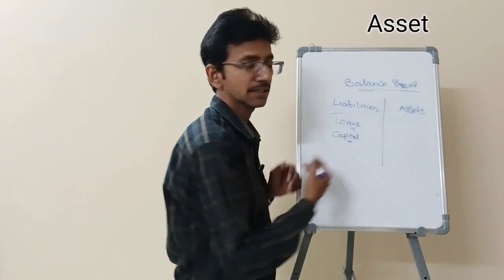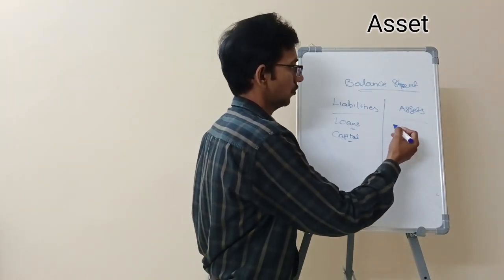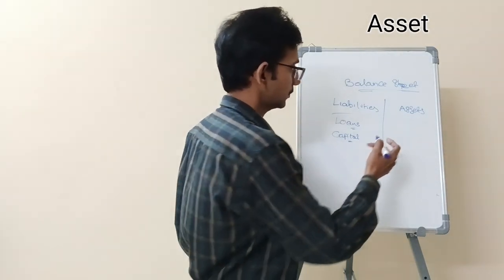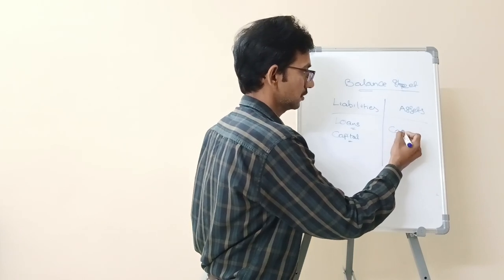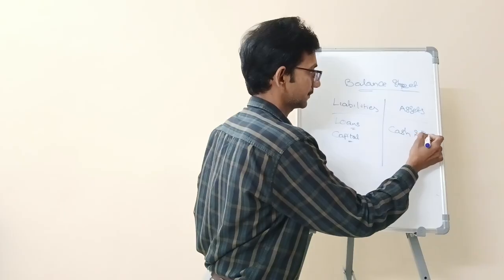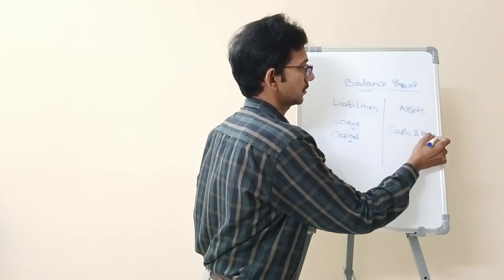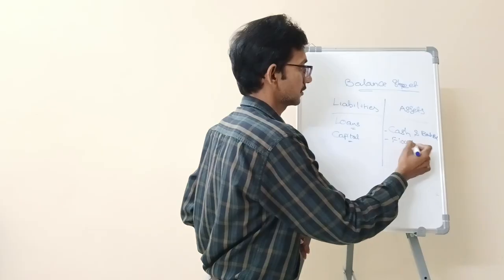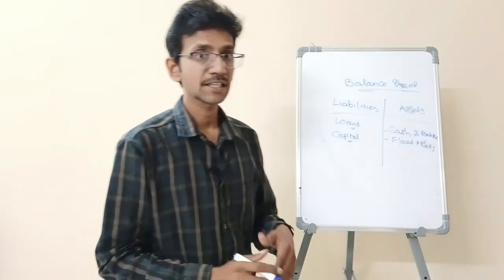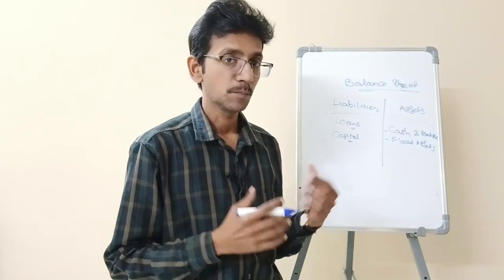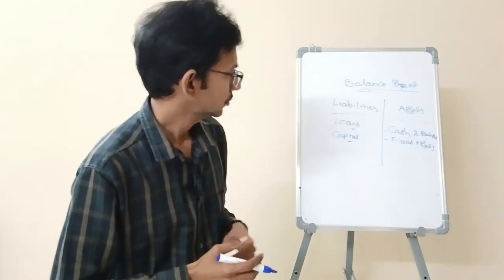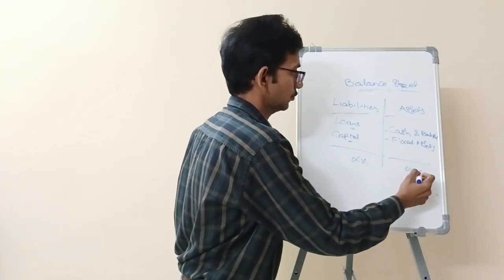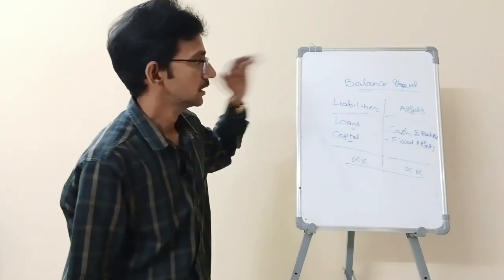And what are the assets? What assets does the company own? The company owns some assets. That means liquid assets, that means cash. The company has cash and bank balance. It is called current asset. And fixed assets, like machinery, plant and machinery, building, etc. So these simply put together is balanced. The total of assets equals the total of liabilities, and it is called the balance sheet.